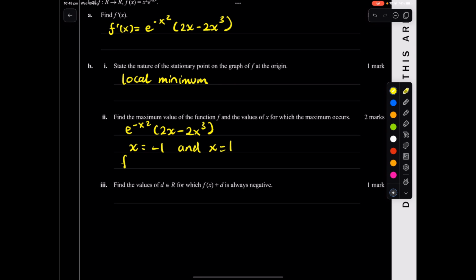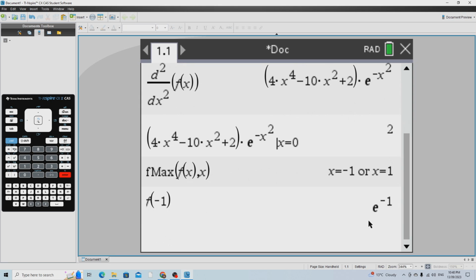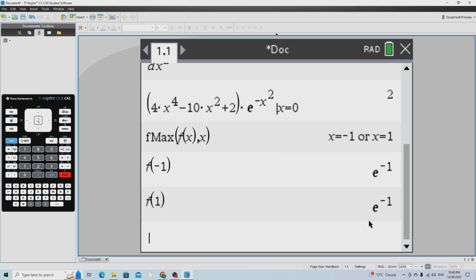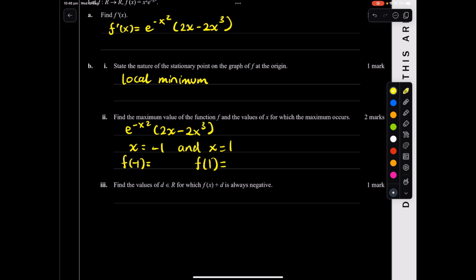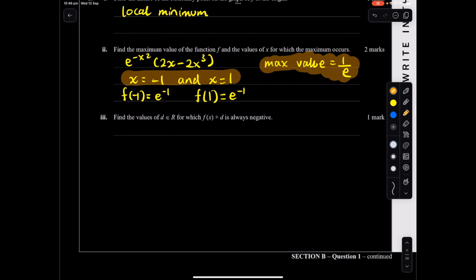And what's f of -1? And what's f of 1? At f of -1 and at f of 1, they have the same y value. So we can say that's e to the -1. So pretty much we found our x values and the maximum value of f. So the max value is 1 over e. Perfect. That's the answer. Done.